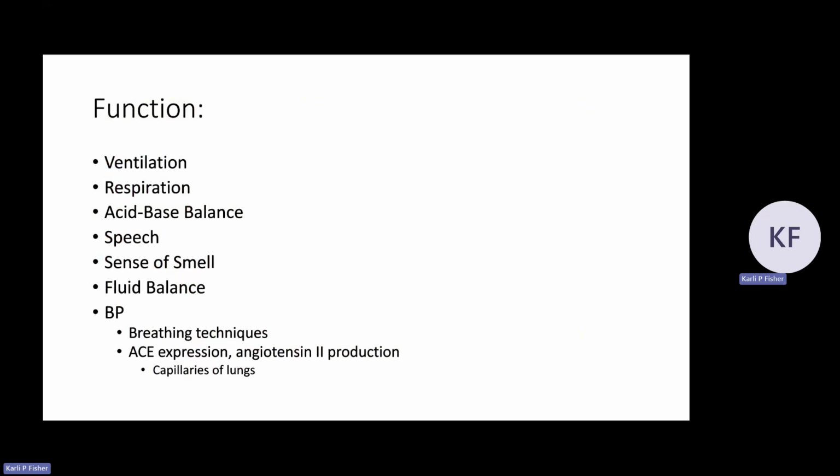And blood pressure. There are certain breathing techniques that we can do to lower our blood pressure. Things like ACE expression, angiotensin 2 production, capillaries of the lungs, all of those things are going to be affecting BP. We don't see as much of an effect on BP due to the respiratory system, but do note that there can be some changes to your blood pressure due to things that we do with the respiratory system, such as deep breathing techniques to try to calm us down, to help lower our heart rates and our blood pressure, okay?